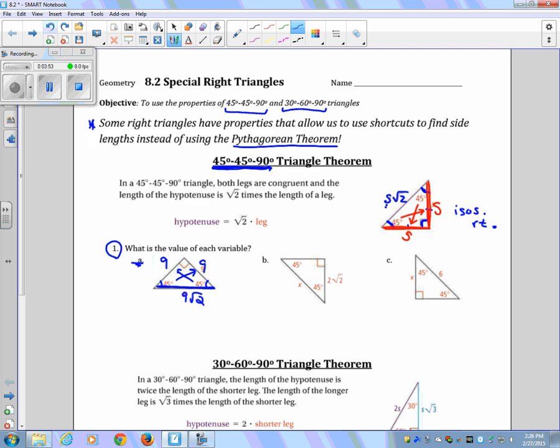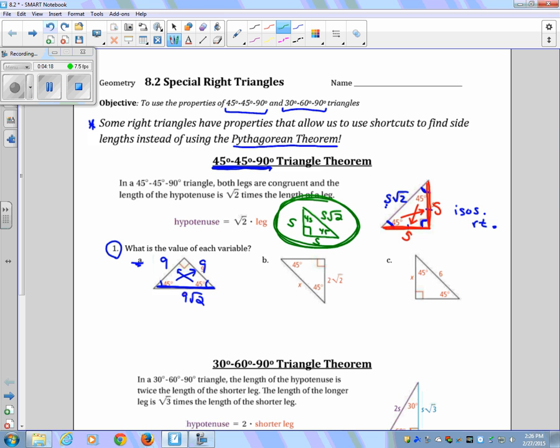So the way that I suggest that you approach these problems, okay, it's going to involve memorizing a diagram that says 45-45-90, S, S, S root 2. You have to memorize this relationship. That has to be memorized.